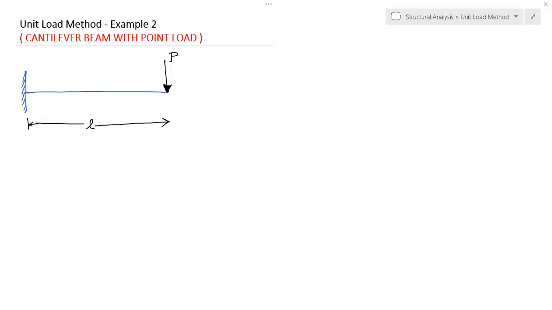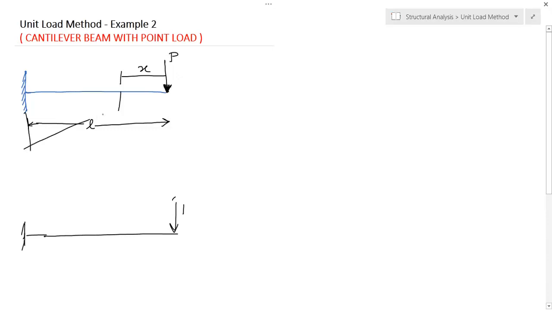Coming to this problem, according to the unit load method, you have to apply a point load on the beam. Now we have to calculate the bending moment at a distance x from the tip. So what is the bending moment for the actual beam at a distance of x? It is Px. The bending moment is like this.